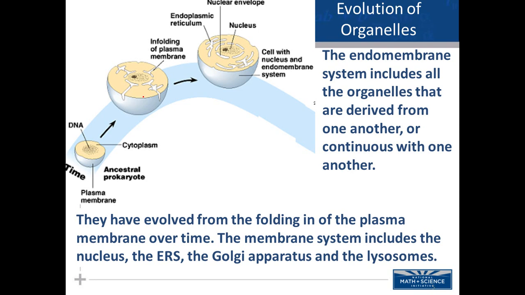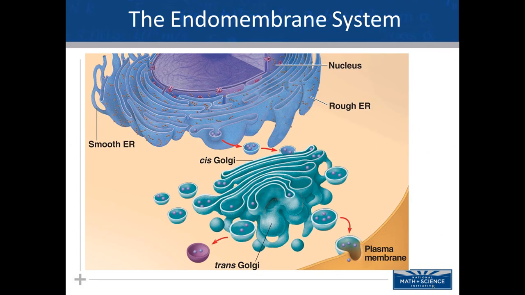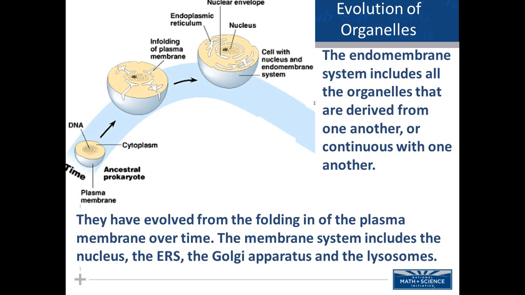Well, I want you to remember about the endomembrane system. So here it is real fast. Remember, the endomembrane system includes the nuclear membrane, the endoplasmic reticulum, the Golgi apparatus, the plasma membrane, and lysosomes, okay? And so what they think happened over time is that there was a folding in of the plasma membrane. And as it folded in, it became the nuclear envelope. And that nuclear envelope then gave rise to the Golgi apparatus and the endomembrane system. So that's how some organelles evolved.